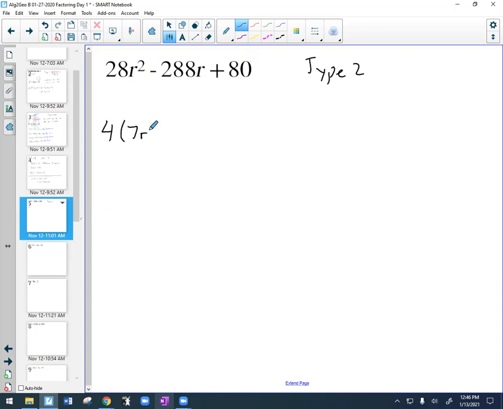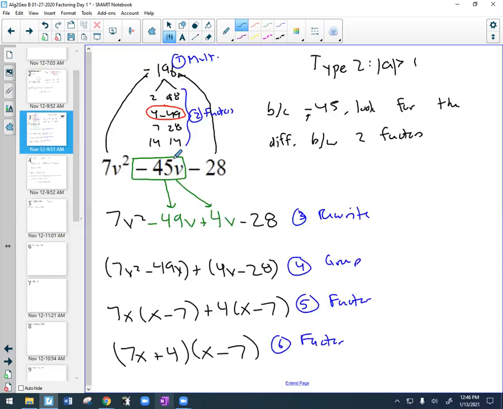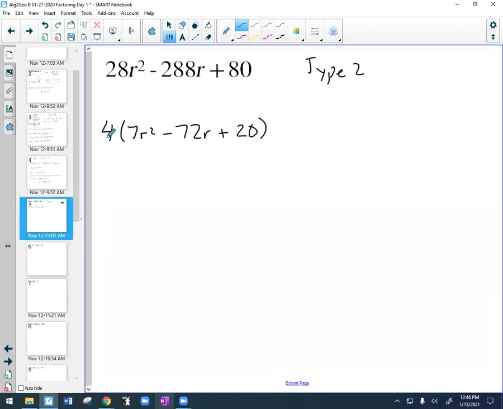I'll leave 7r squared minus 72r plus 20. And now there's no GCFs here. So now I can use the trick I saw before. I say trick, I can use this pattern, the same type of factoring. You see that I'm going to have to leave that 4 on the outside. But I can do the type 2 factoring right here.